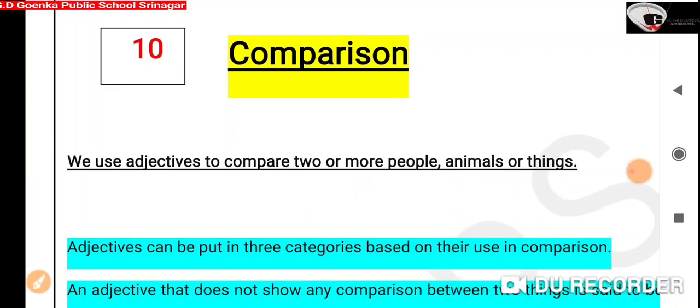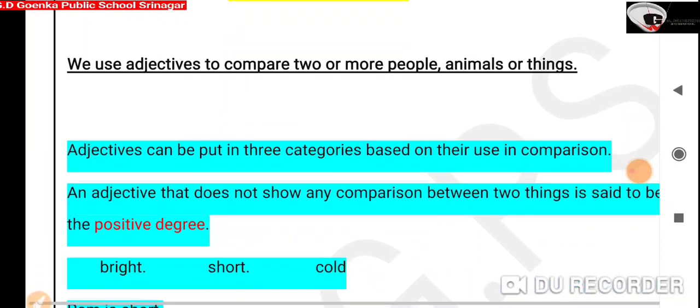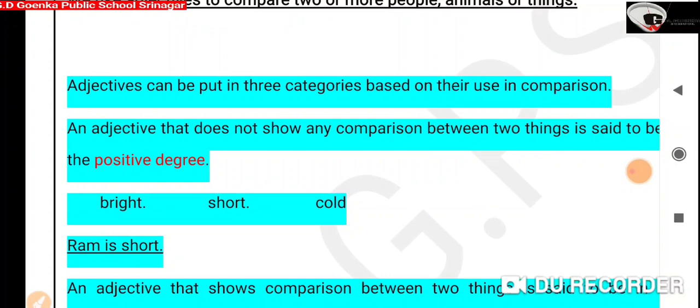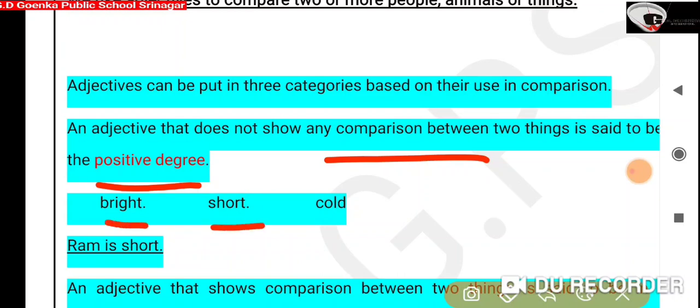But adjectives are to be put in three categories based on their use in comparison. The first one is an adjective that does not show any comparison between two things is said to be in positive degree. When we use an adjective in a sentence and there is no comparison, the adjective is said to be in positive degree. For example, bright, short, cold. Look at this sentence. Ram is short. Here, the adjective short is in positive degree as there is no comparison. It is only describing the noun Ram.